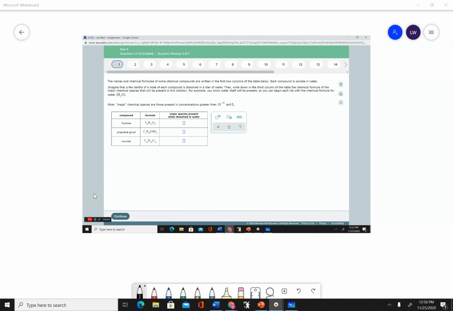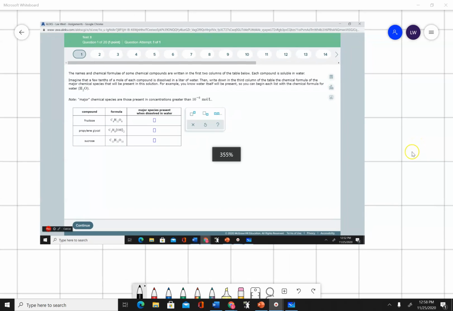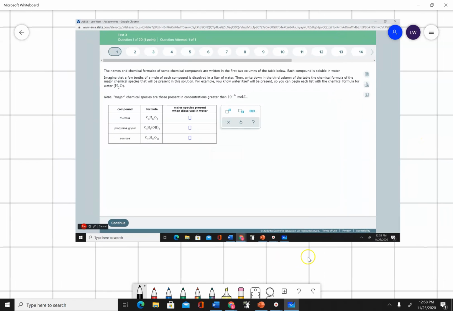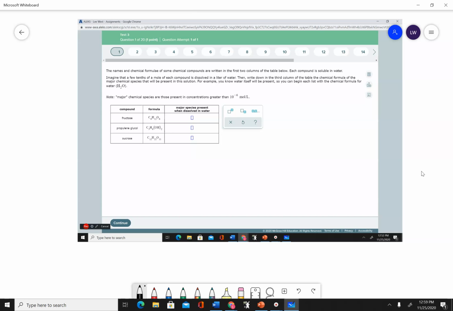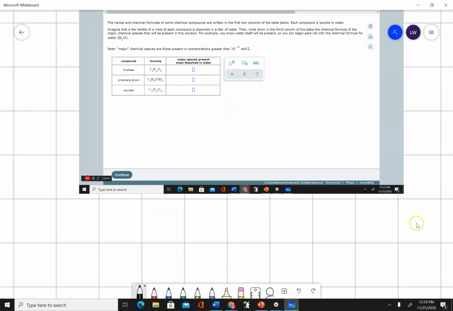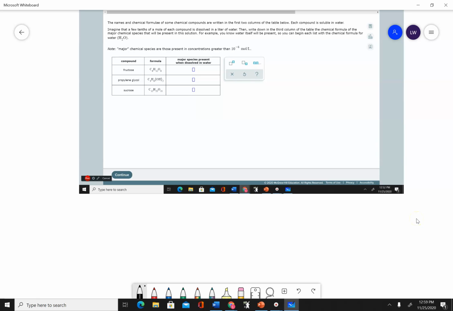Hi guys, I thought I would make a video of me working through a practice of test 3. There are quite a few problems in test 3 that are asking you to think about the differences between ionic and covalent or molecular compounds. And one of the big differences between these is how they behave when they are dissolved in water.